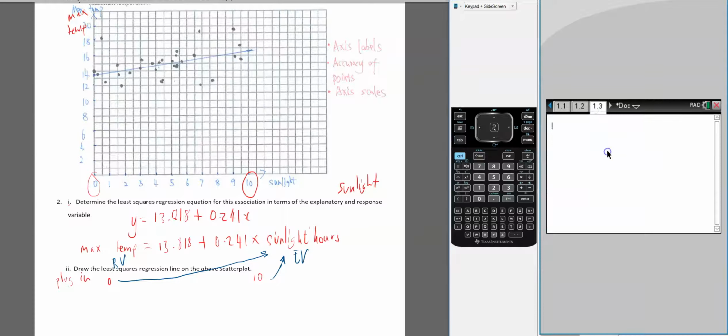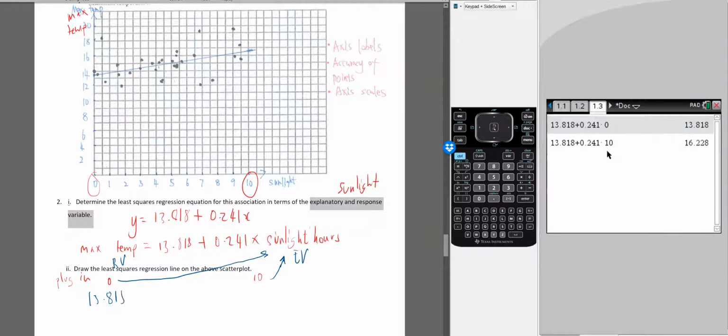So I'm going to start a new page, or new tab. So we get 13.818 plus 241 times 0. And I'm going to do the exact same thing. For those of you that are wondering how I did that and copied and pasted, you go up, up, and then enter. And then you get 10 hours. And so, if I plug in 0, I get 13.818. And if I plug in 10, I get 16.228. Which means that I can go onto my graph now, and 13.818 is around that area. 16.228 is around this area here.